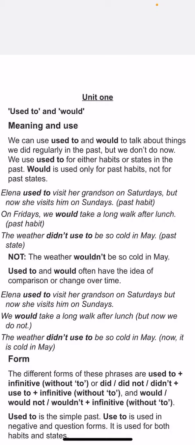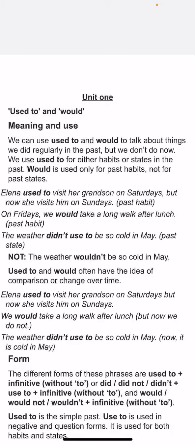Please note that in the last example, we can't use "wouldn't", because it's a state, not habits. So it's wrong to say, "The weather wouldn't be so cold in May." "Used to" and "would" often have the idea of comparison or change over time. Elena used to visit her grandson on Saturdays, but now she visits him on Sundays.